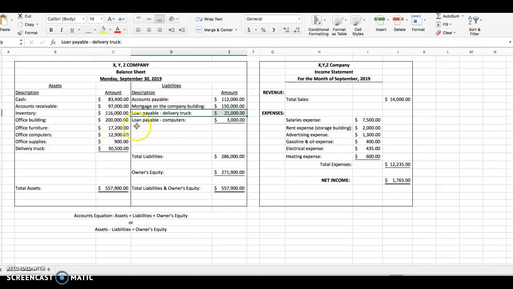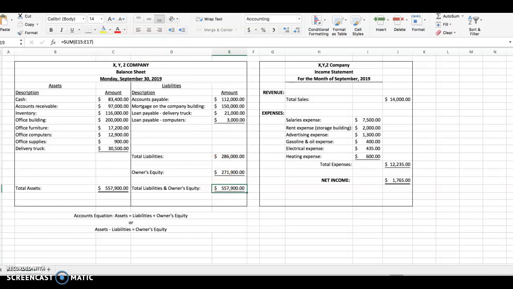So we have assets on the left, liabilities on the right, adding up to $286,000. When you subtract the $286,000 from the total assets, you get owner's equity. And then when you add those two numbers, you'll get the balancing amount that is shown on the right side, which equals the amount shown on the left side of the balance sheet. So indeed, it is in balance.